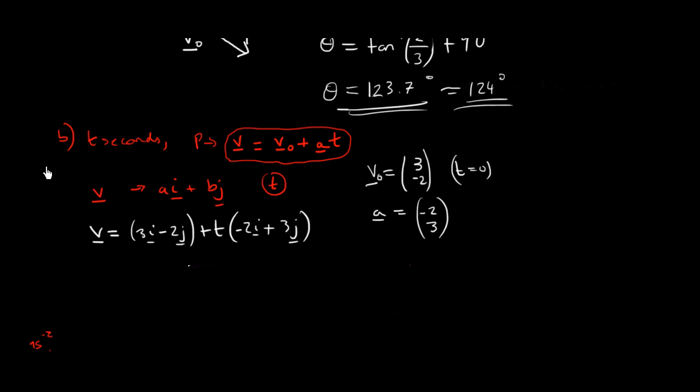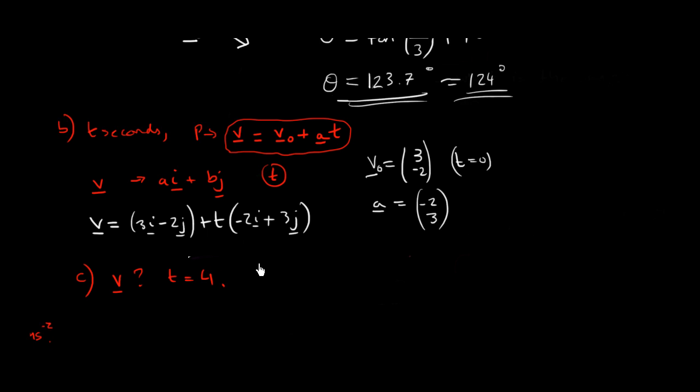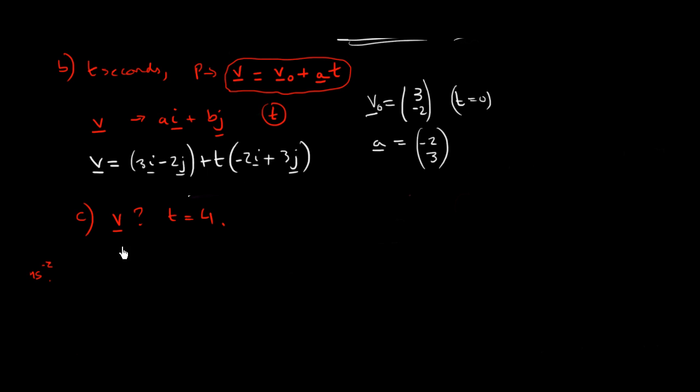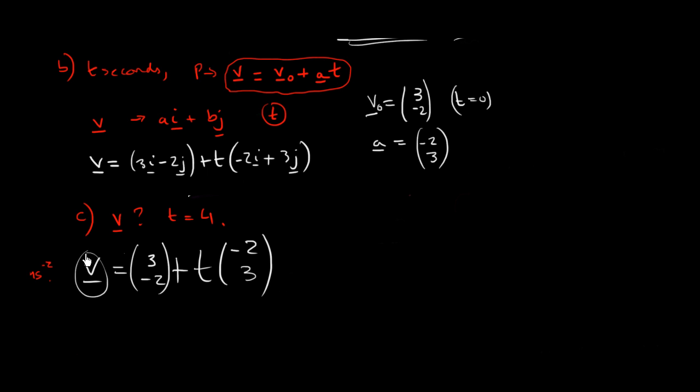So let's have a look at part C. It says, what is the speed of p when t is equal to 4? So find v when t is equal to 4. So that's our general equation, which I'm going to quickly rewrite in the way that I prefer: 3, minus 2, plus t times minus 2, 3. That's the general v, and they're asking us to compute that, to find it, that vector when t is 4.